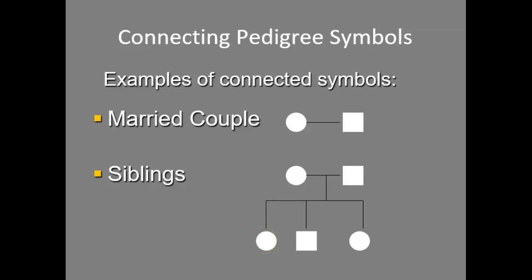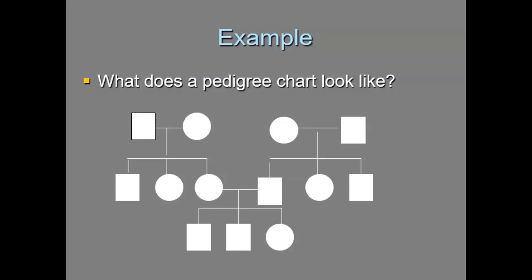Okay, so let's look at an example here. What does this pedigree look like? Well, it's basically like a family tree, right? You have grandma and grandpa, and then maybe this is your mom, and then this is your other grandma and grandpa from your dad's side.